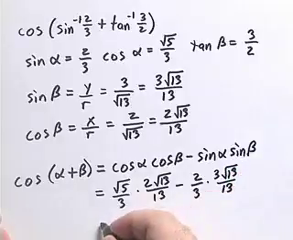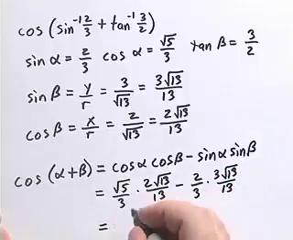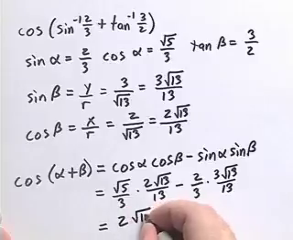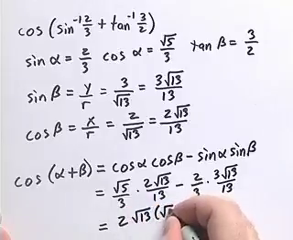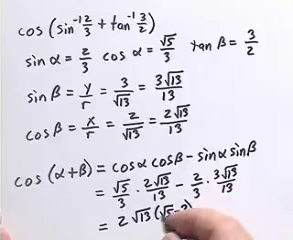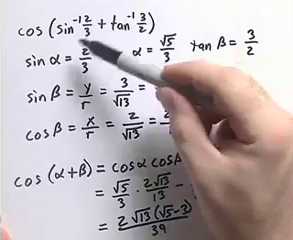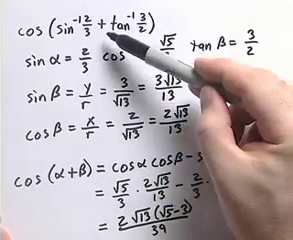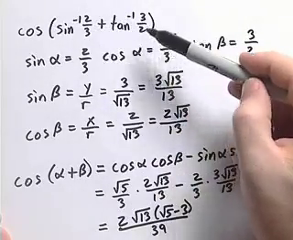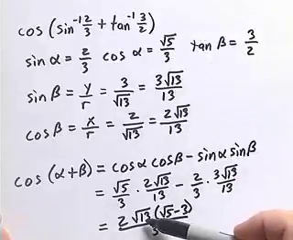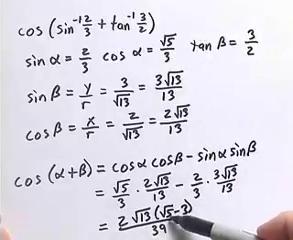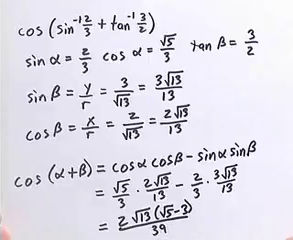If we clean this up and simplify, we get 2 times the square root of 13 times the square root of 5 minus 3, all divided by 39. So the cosine of sine inverse of 2/3 plus tangent inverse of 3/2 is equal to 2 times the square root of 13 times the square root of 5 minus 3, all divided by 39.